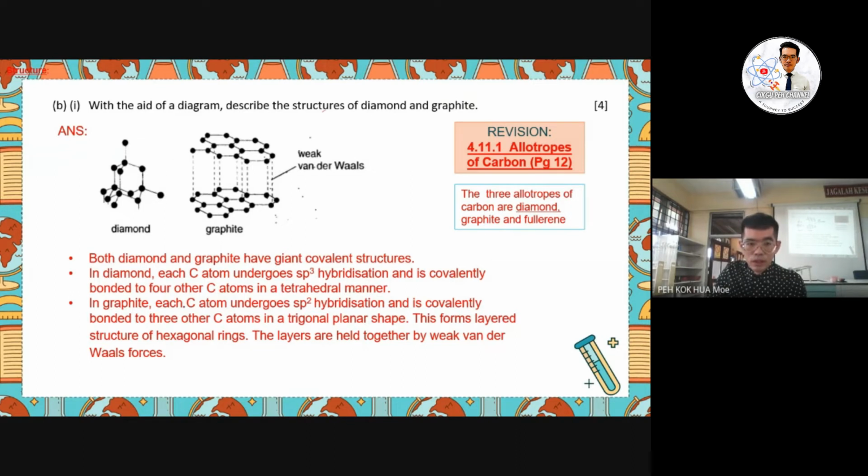So for graphite, each carbon undergoes sp2 hybridization and is covalently bonded with 3 other carbon atoms in a trigonal planar shape. This forms a layer structure of hexagonal rings, and each layer is held to another layer by weak van der Waals forces. So that means here 4 marks. You see the scheme reference answer has so many points, it's more than 4 marks already. So we go to the next question.